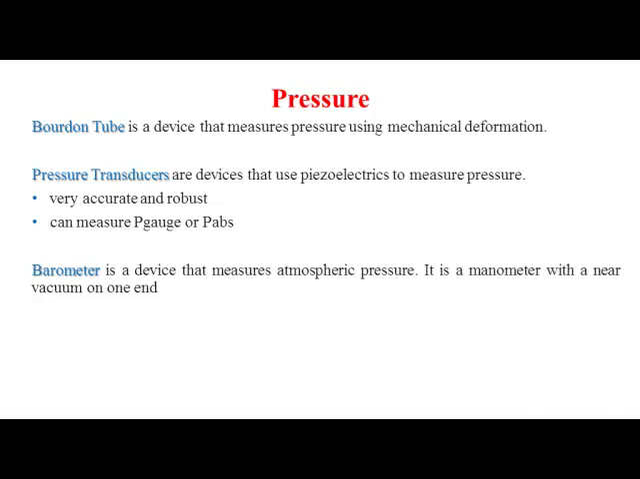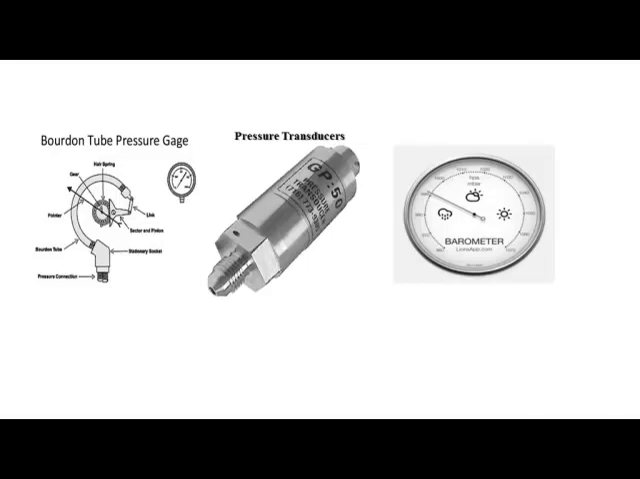They are very accurate and robust and they can measure gauge pressure or absolute pressure. Then we have the barometer. It's a device that measures atmospheric pressure. It is a manometer with a near vacuum on one end. Now you can see the figures of Bourdon tube, pressure gauge, pressure transducers and barometer.